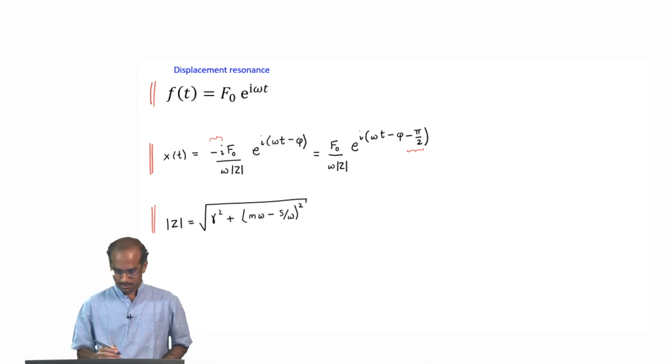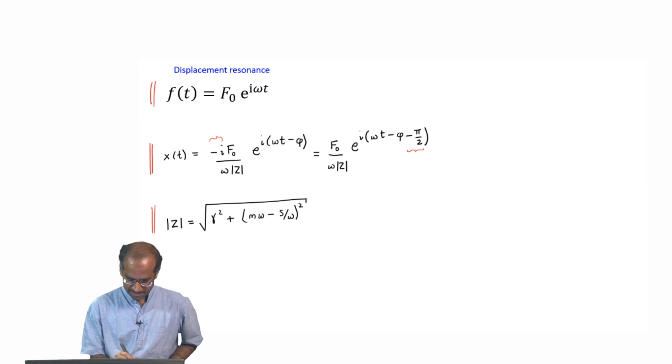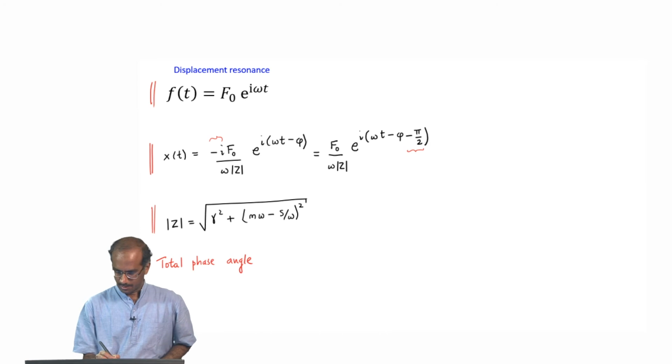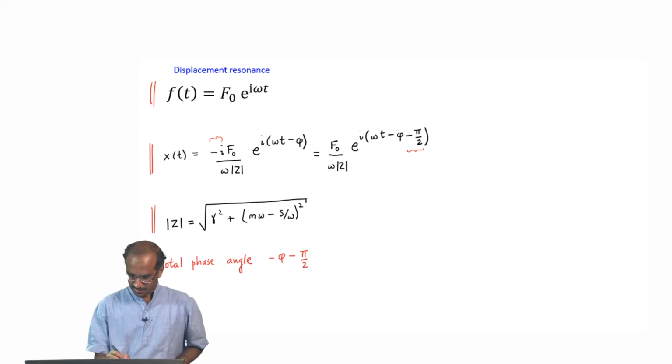Now the total phase angle would be the following. As usual you subtract this iωt and iωt, that goes away. So, the total phase angle is minus phi minus π/2, whereas just the phase angle alone would be simply phi itself.